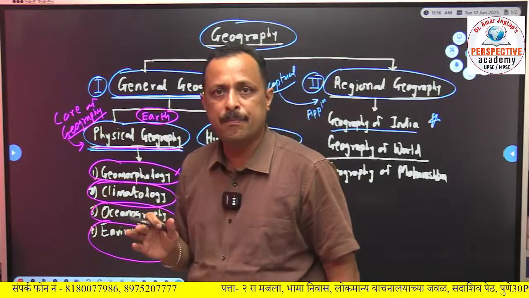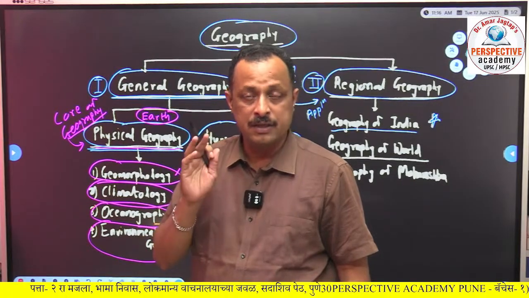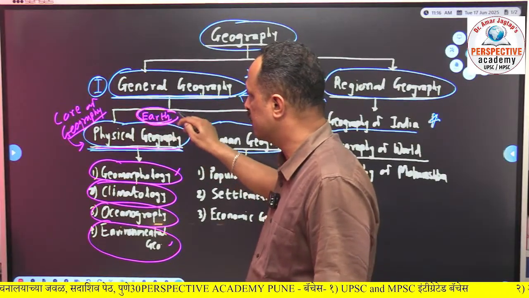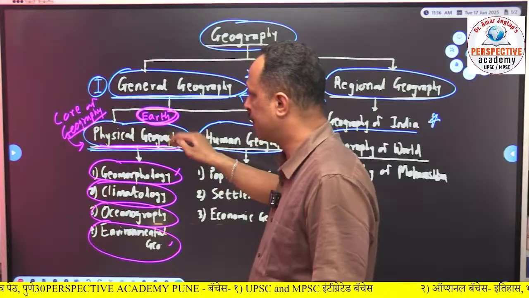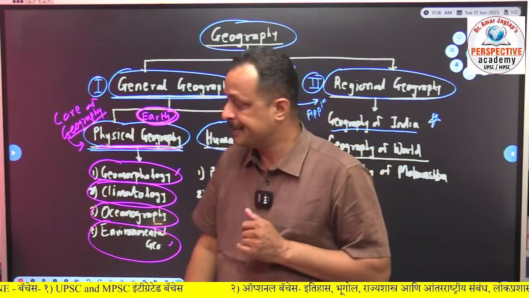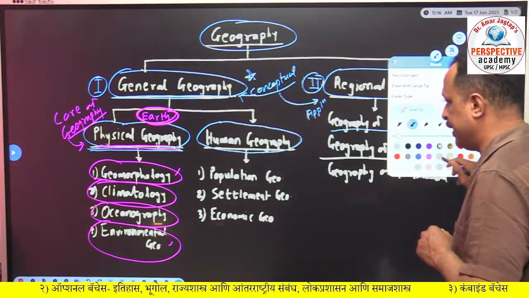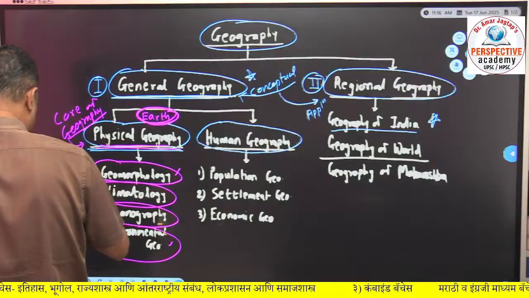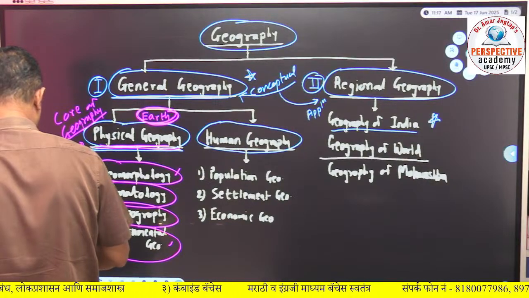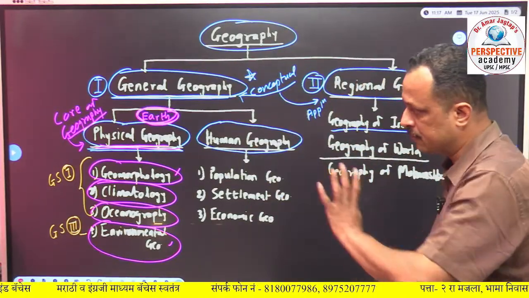So these are the four parts of physical geography which are important for us in GS geography, and they are going to conduct a thorough study of Earth. Clear? That's why physical geography is termed as the core of geography or the heart of geography. Now try to understand. When we check the syllabus, you will find that these three are part of our GS1 paper, and this is part of our GS3 paper. Clear? So this is the division.